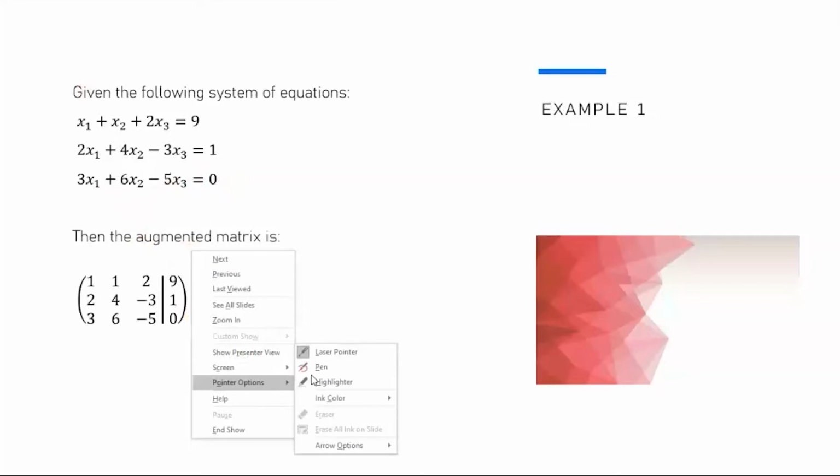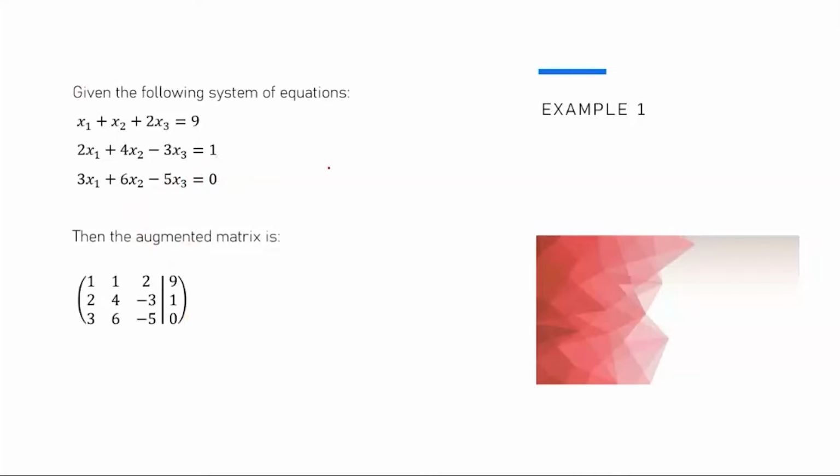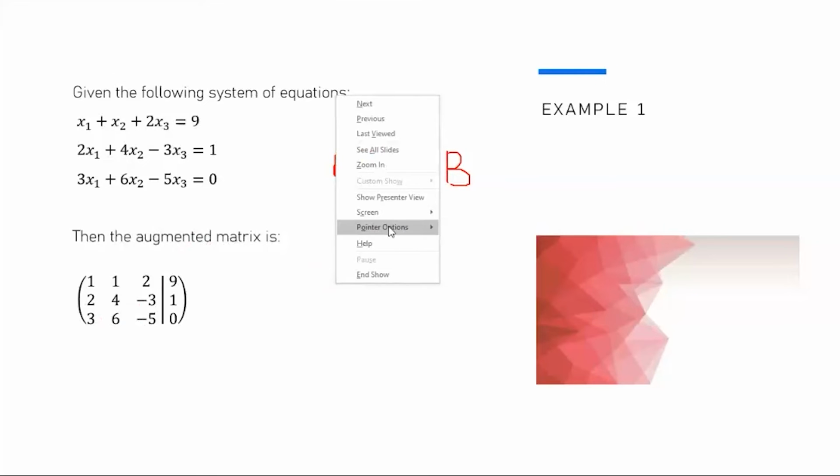How to do that? First, we're going to transform these equations into matrix form, which is Ax is equal to b, where A is equal to the coefficients of x1, x2, and x3, which is 1, 1, 2, 2, 4, negative 3, 3, 6, negative 5. x is equal to x1, x2, and x3, and b is equal to 9, 1, 0. So in order to make an augmented matrix, we're going to take A onto the left side of the augmented matrix and b onto the right-hand side of the augmented matrix.